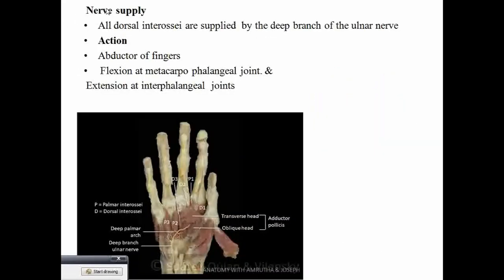Nerve supply of dorsal interossei, all are supplied by deep branch of ulnar nerve. Actions: abductors of fingers, as we discussed, flexion at metacarpophalangeal joint and extension at interphalangeal joints.